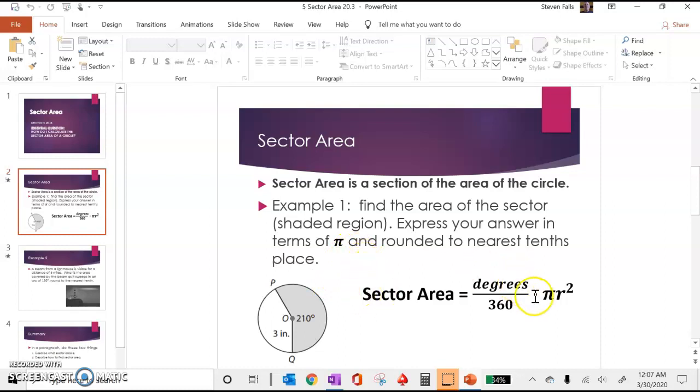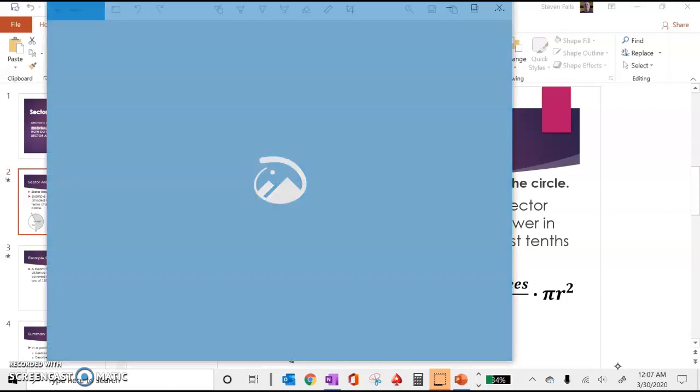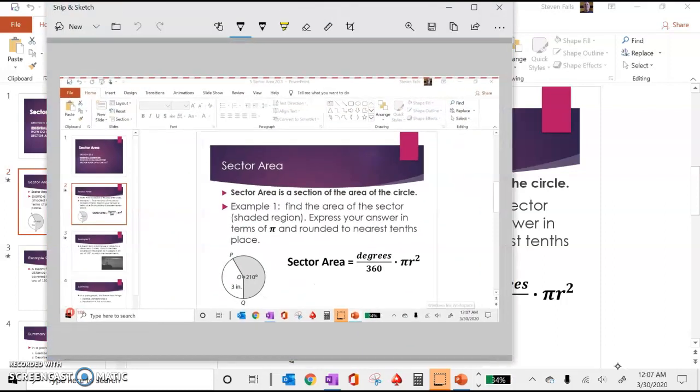Here's how you do it. The sector area is the degree measure of the angle in the sector. So in this case, if we wanted to find the shaded region, that's a 210 degree angle. The arc measure is also 210 degrees, out of 360. Why is it out of 360? Because remember, a full circle is 360 degrees, so only the portion that we want is 210.